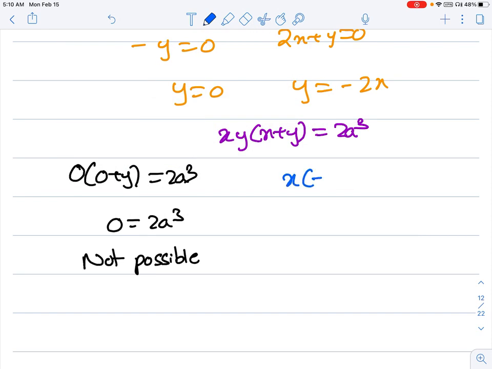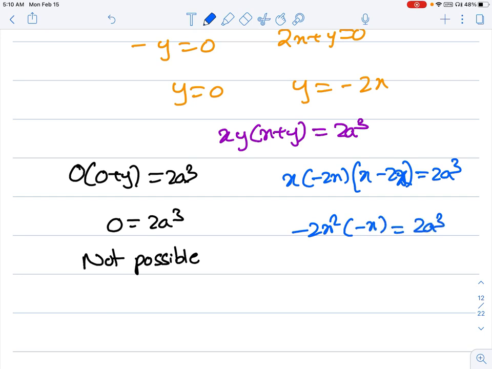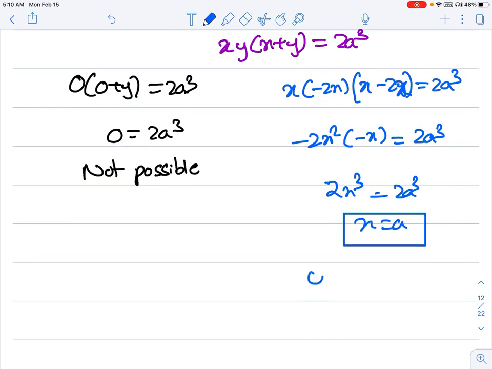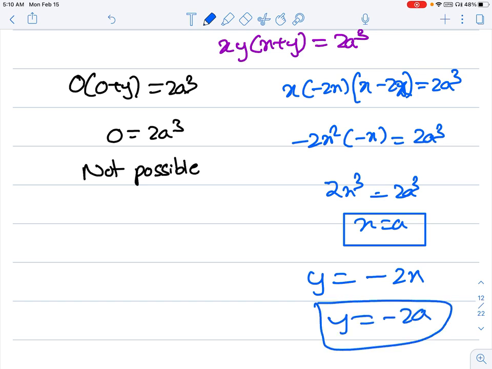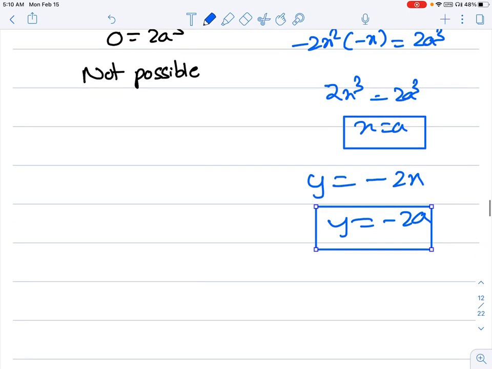Substitute y is equal to minus 2x over here. It becomes in this way, minus 2x cube is equal to 2a cube. So x cube is equal to minus a cube. So x is equal to minus a. So I get only one answer. But he's asking for the coordinates also. We know that y is equal to minus 2x. So what are the coordinates? Those are the coordinates.